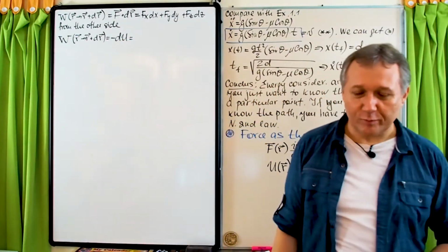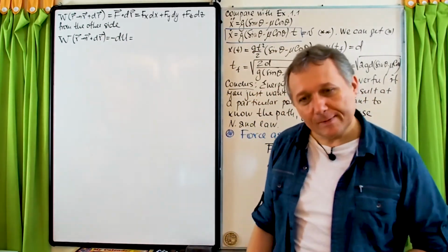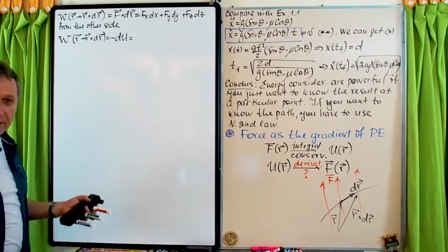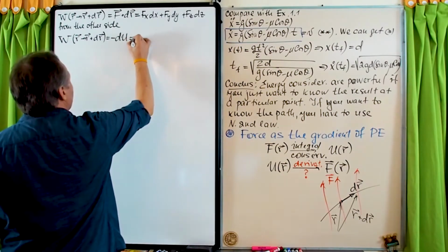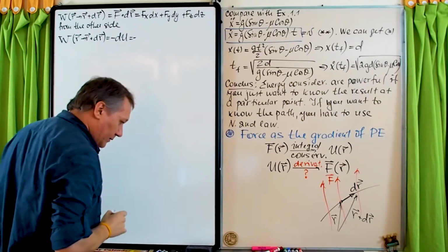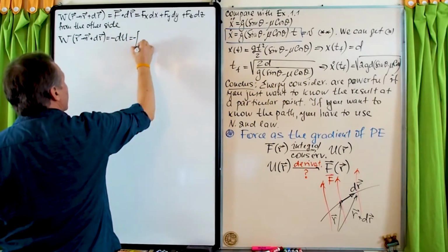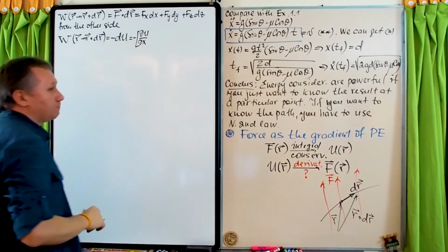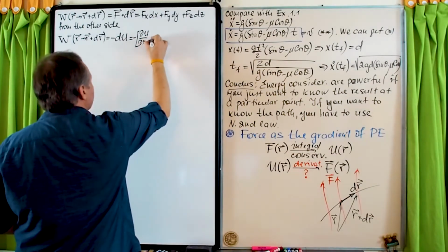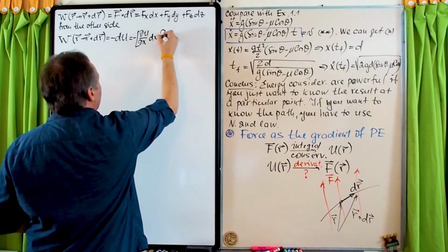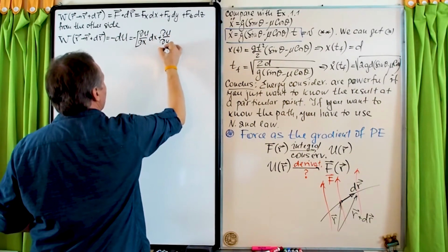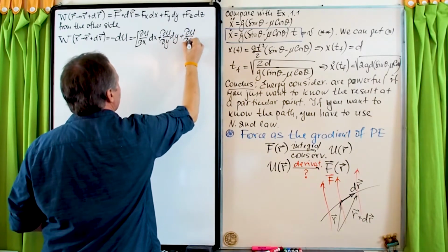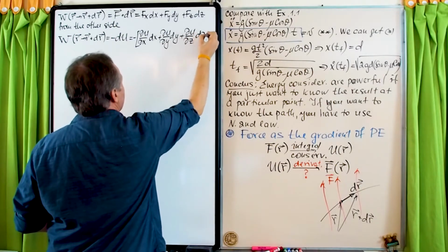From a mathematical point of view, we know how we can write the differential of U, which is a function of x, y, z. I will keep the minus outside. So it will be the partial derivative of U with respect to x, dx, plus the partial derivative of U with respect to y, dy, plus the partial derivative of U with respect to z, dz.